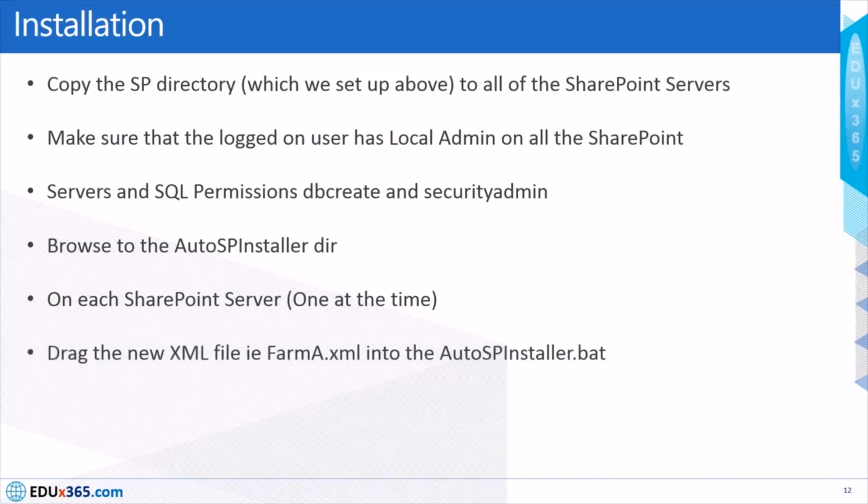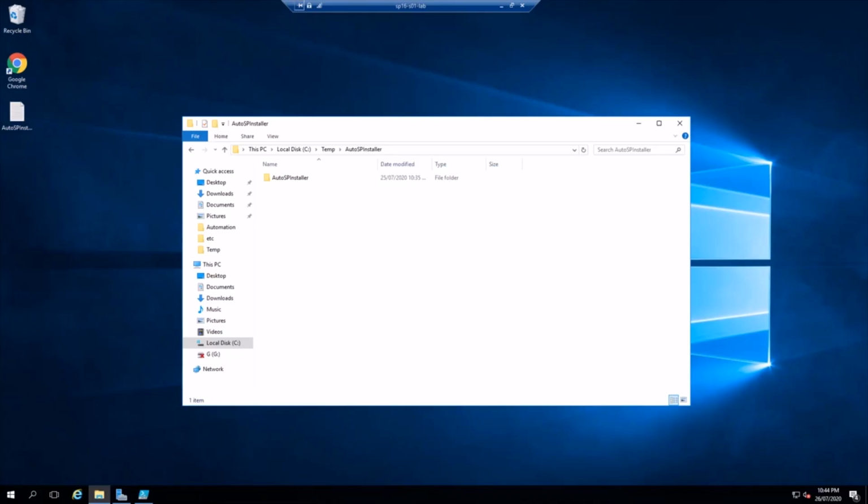Then you go to the AutoSPInstaller folder, and then you drag that XML file that you built on top of the SPInstaller.bat, and that's where the installation starts. Let me see if I can quickly show you in one of my VM locations.